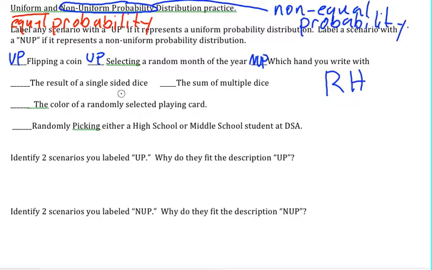The results of a single six-sided die, right? There are 6 sides on each die. When we play a board game, we want to roll a high number, but our chances of rolling a high number and our chances of rolling a low number are always equal. So this is a uniform probability scenario.